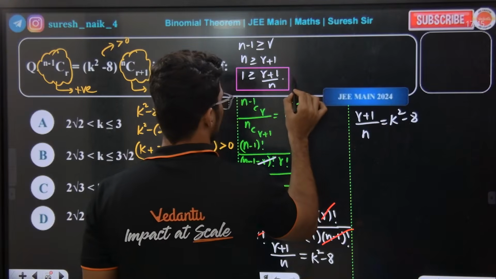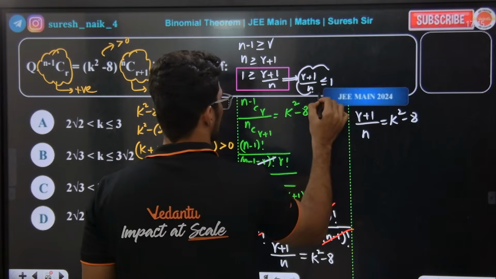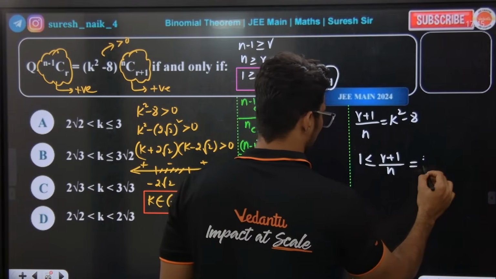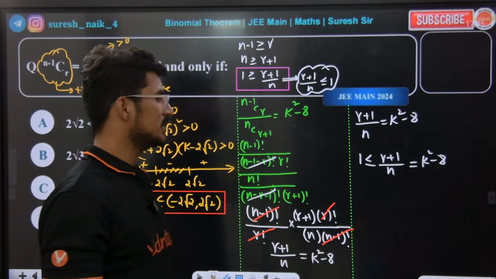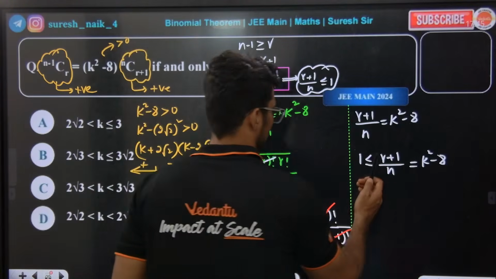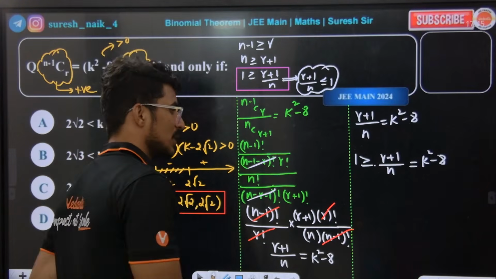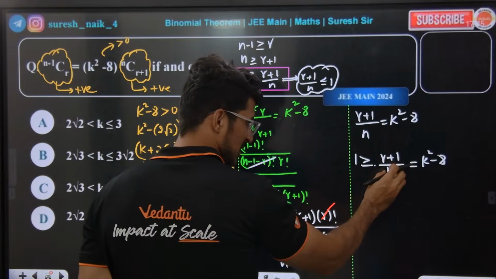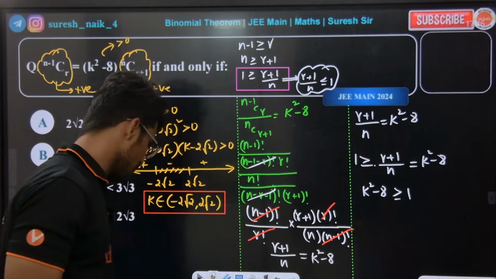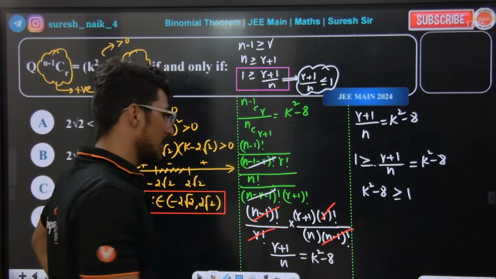If you see it correctly, can I write this as (r plus 1) by n lesser than or equal to 1? This guy is lesser than or equal to 1 here. Do you understand what I am saying, guys? This guy is lesser than or equal to 1. Correct? So 1 is more than this guy, which means k square minus 8 should be greater than or equal to 1. Does everyone understand this? Sorry, k square minus 8 should be less than or equal to 1.